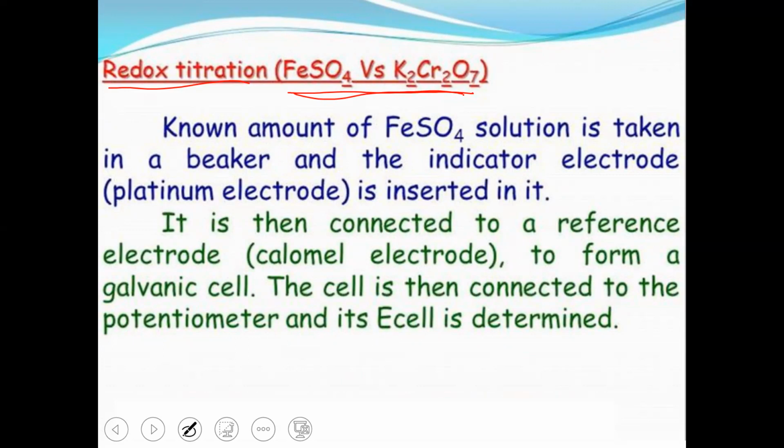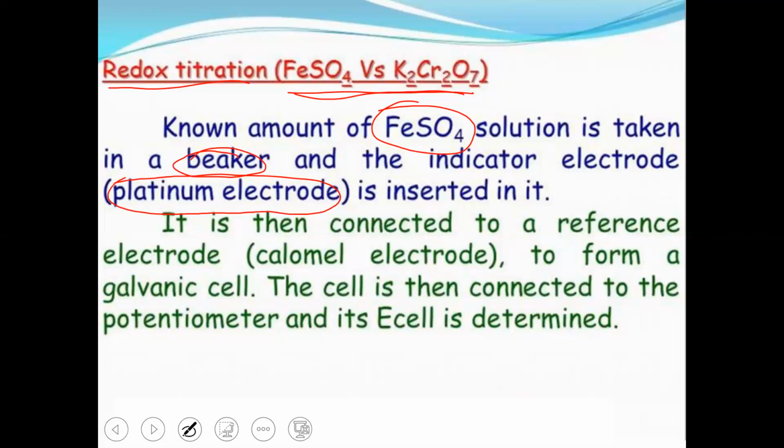A known amount of iron sulfate is taken in a beaker. What is the indicator electrode here? A platinum electrode will act as the indicator electrode. In the beaker we have ferrous sulfate solution, and we keep the platinum electrode in it. That platinum electrode acts as the indicator electrode.